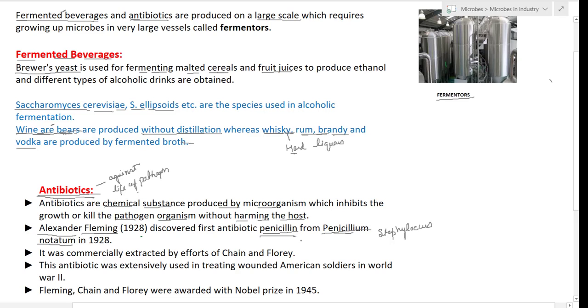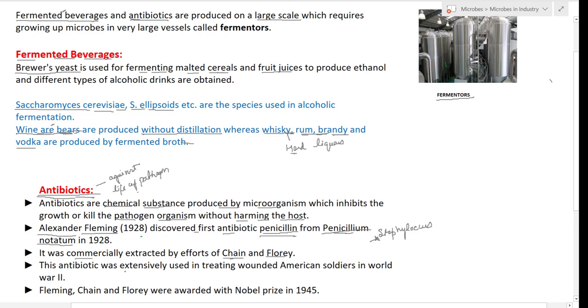This fungus was growing and it was inhibiting the growth of Staphylococcus. That means he concluded that this fungus was secreting some substance which is against the growth of Staphylococcus. So he discovered this chemical and named it penicillin. It was commercially extracted by the efforts of Chain and Florey, the biochemists who extracted penicillin at the commercial level.